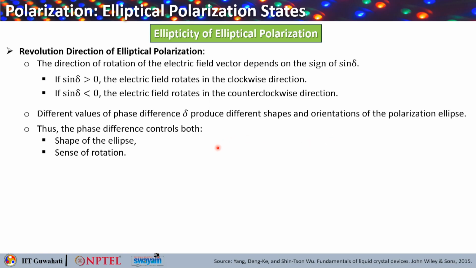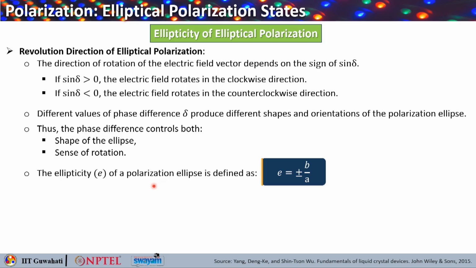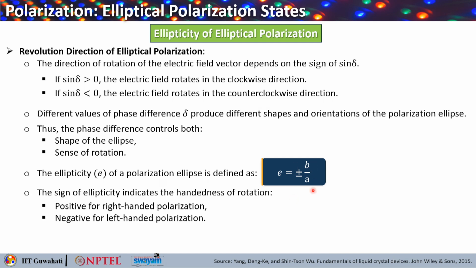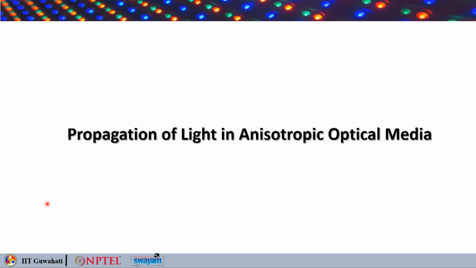So the phase difference delta is very crucial because it controls both the shape of the ellipse and the sense of rotation, and you can define the ellipticity E of a polarization ellipse as E equals plus minus B by A, that is the ratio of the half minor axis divided by half major axis, okay. So here when you see a positive sign in the ellipticity, this stands for right handed polarization, negative sign stands for left handed polarization.